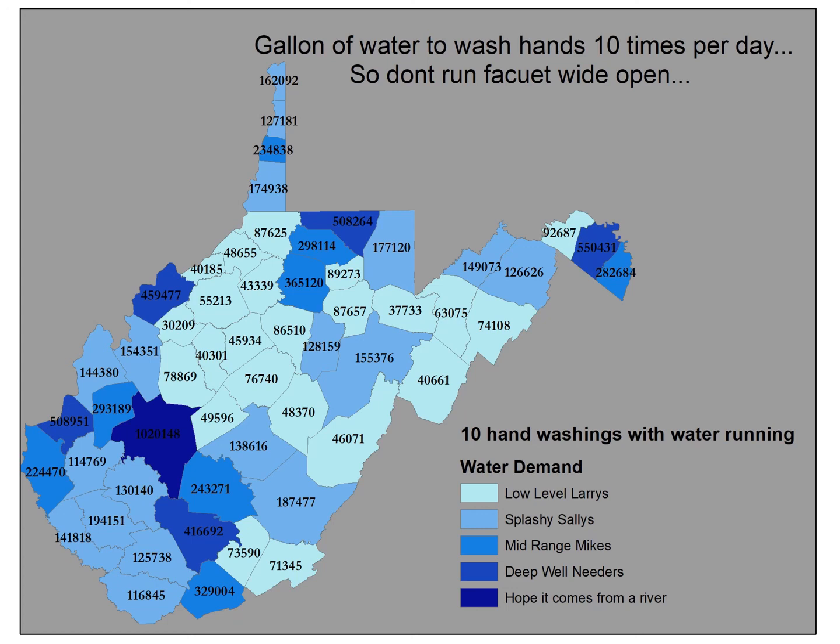The light blue, the next level up, these are counties that have a slightly larger population. I call them Splashy Sallies. And then the next level up is the mid-range Mikes, and the next are the deep well eaters because they're going to need some water. And then the dark blue are the ones where they use the most water. And down near the state capitol, you're looking at, let's see, a little over 1 million gallons. Million gallons. Wrap your head around that. And so I put that down as that's the level where I hope their water comes from a river, because it's going to be a problem otherwise.